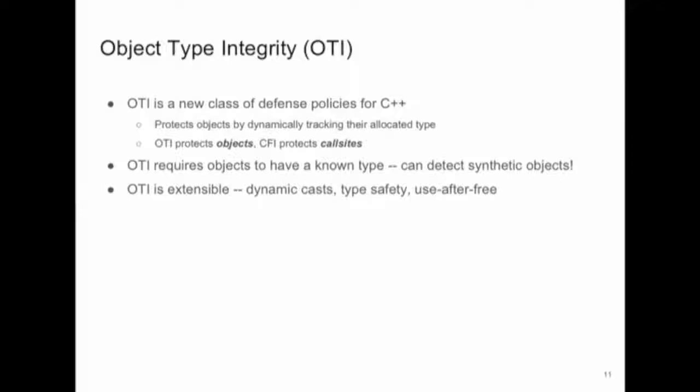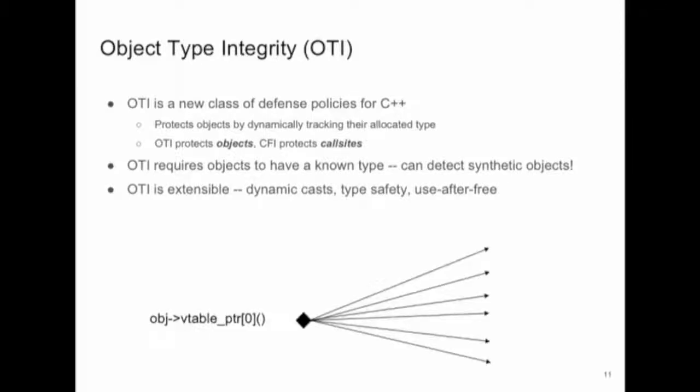So back to our little graphic that we use for CFI. Whereas CFI limited it to a set of targets, OTI is going to limit it to a single target at runtime. Because the type of the object uniquely determines the virtual function that should be called at a virtual dispatch site, by guaranteeing the type associated with an object, when you do dispatch on this object, you're always going to get the single correct target. So we no longer have an approximation problem.